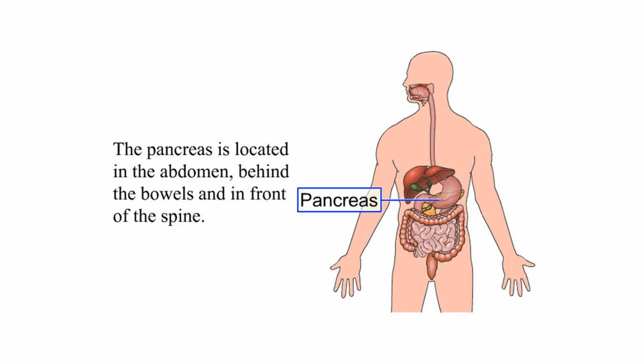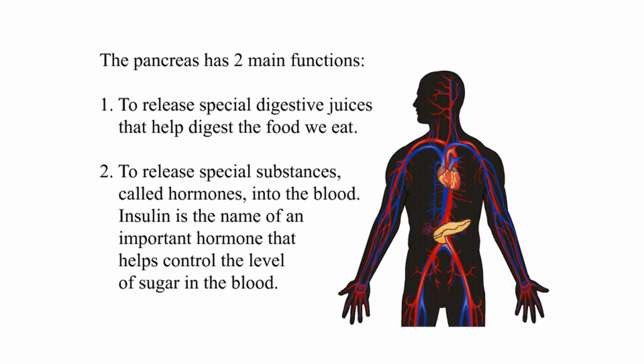The pancreas. The pancreas is located in the abdomen, behind the bowels and in front of the spine. The pancreas has two main functions. 1. To release special digestive juices that help digest the food we eat. 2. To release special substances called hormones into the blood. Insulin is the name of an important hormone that helps control the level of sugar in the blood.